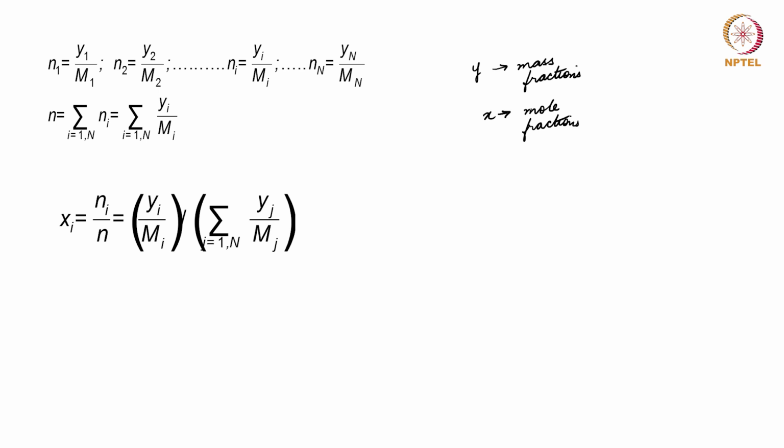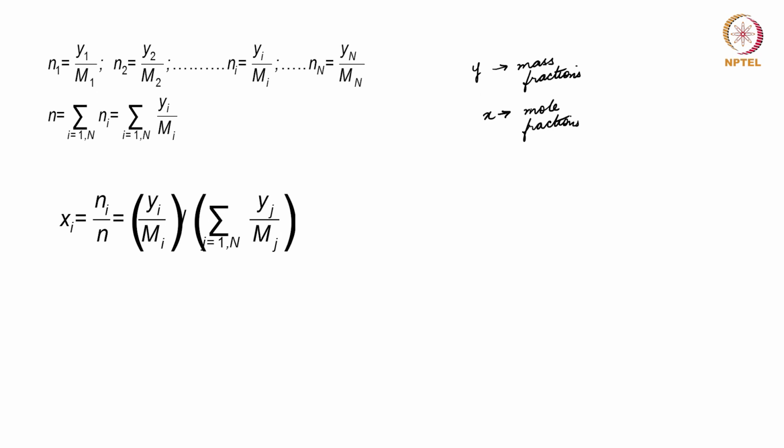I have taken 1 kg of mixture, and that 1 kg of mixture has N, or sigma of Yi by Mi, moles. So I can also find out what 1 mole of this mixture would weigh, and that would essentially be 1 by sigma of Yi by Mi, and that quantity is what we usually call the molecular weight of the mixture. So the molecular weight of the mixture is 1 by sigma of Yi by Mi.